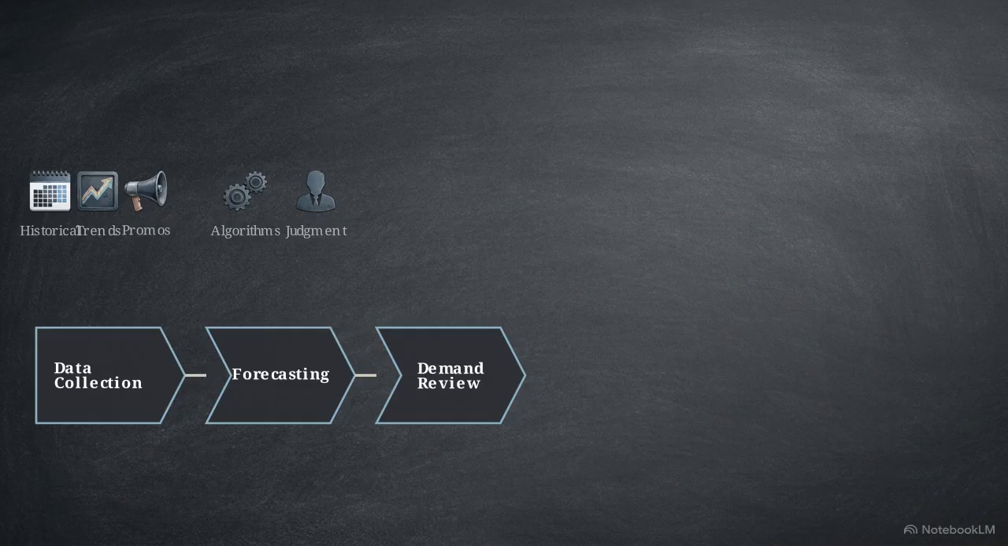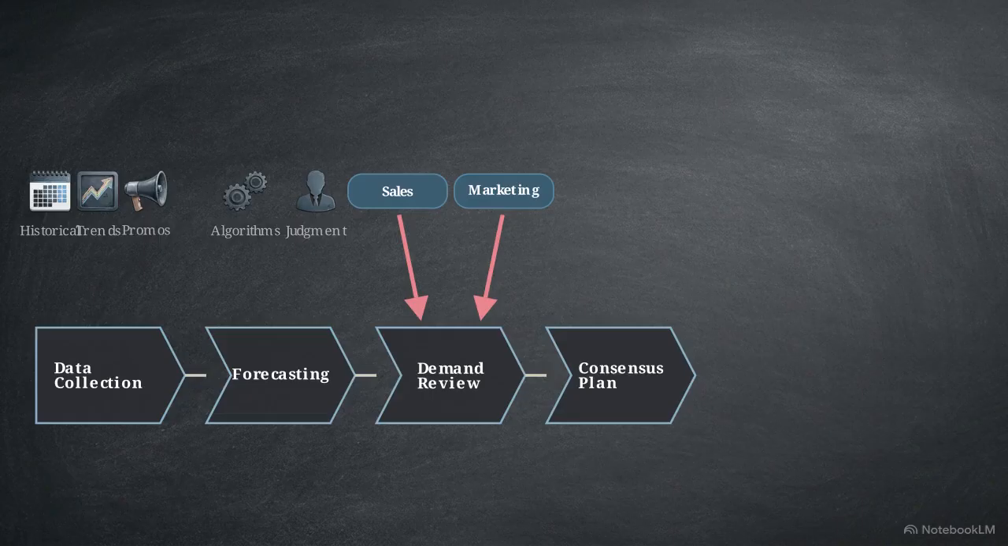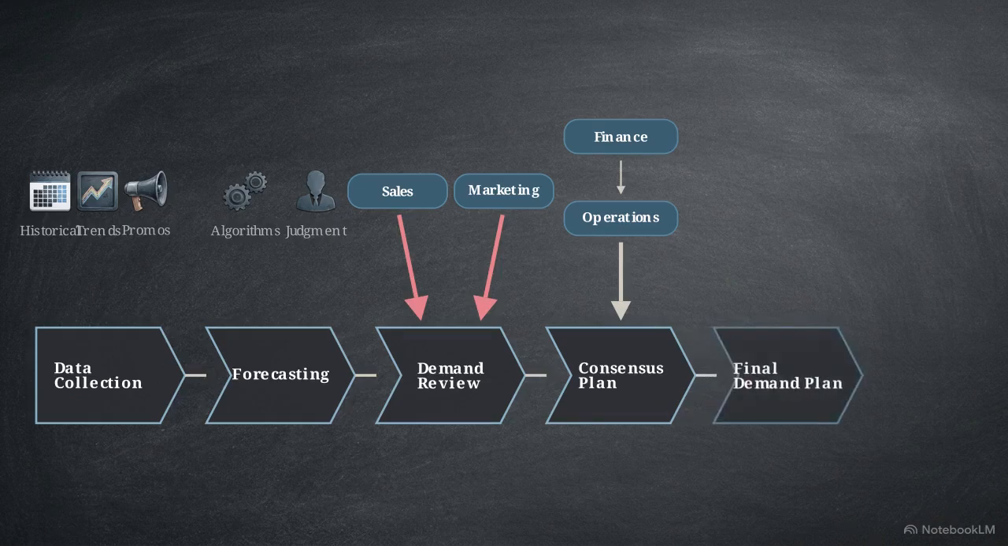Step 3 introduces the demand review. This is the intersection where sales and marketing teams introduce qualitative market adjustments to the statistical baseline. Step 4 is the consensus plan. During S&OP meetings, this adjusted forecast is cross-checked against finance targets and operations capacities. Step 5 produces the output. The debated numbers are locked in, creating the official demand plan.